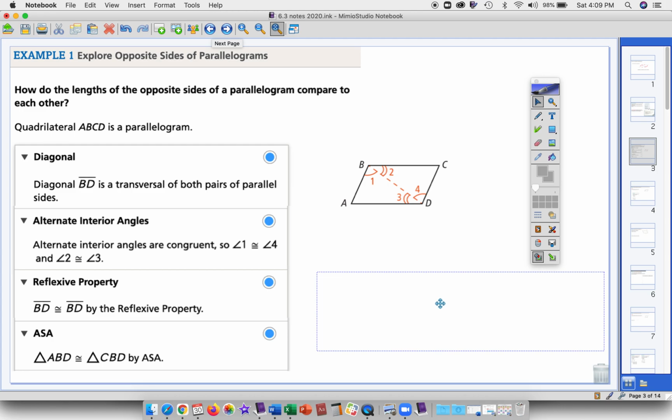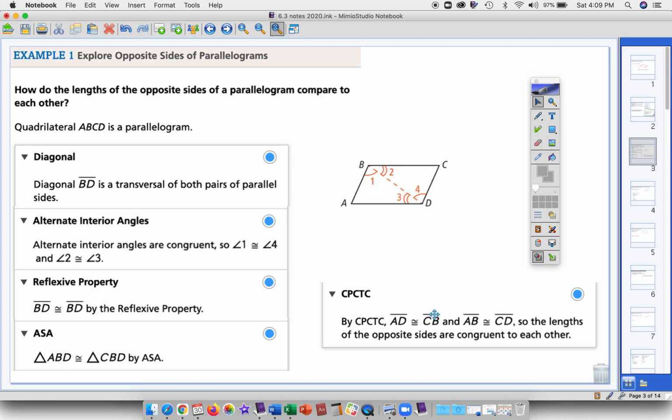Okay, for example 1, exploring the opposite sides of parallelograms. How do the lengths of opposite sides of a parallelogram compare to each other? We have diagonal BD, which is a transversal. We have alternate interior angles. BD is congruent to itself by the reflexive property. So we know that triangle ABD is congruent to triangle CBD by ASA. Therefore, by CPCTC, we know that we have opposite sides that are congruent.